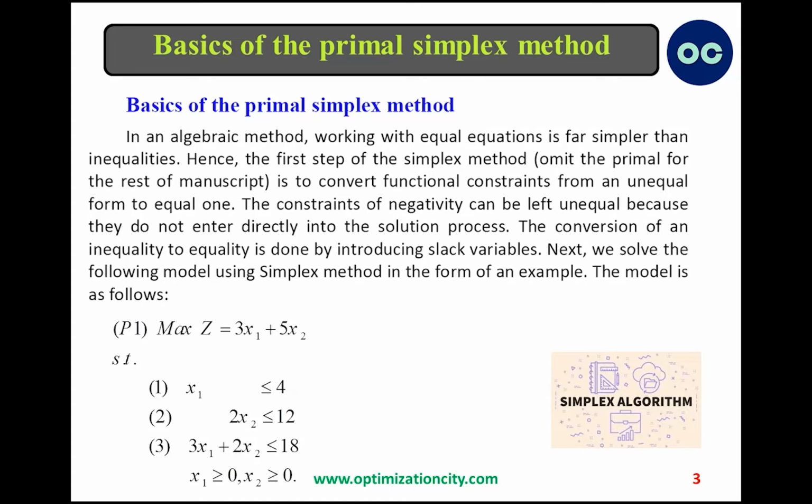It's easier to work with equations than inequalities. So the first step of this method is to convert the functional constraints from an inequality form to an equality one. The non-negativity constraints can remain inequalities because they don't directly affect the solution process. To convert an inequality to an equality, we introduce a slack variable.